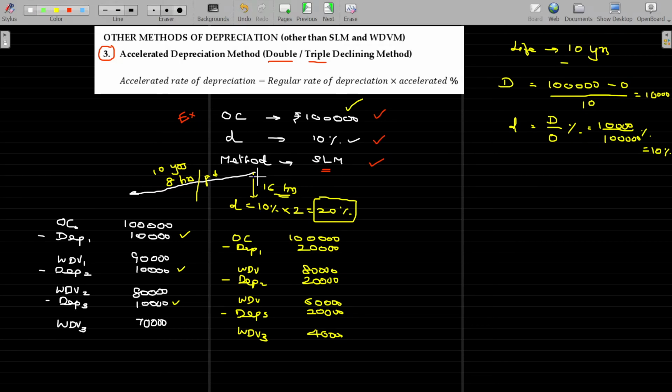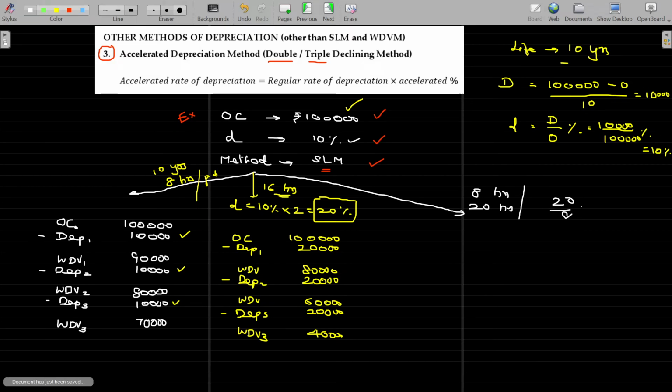Sometimes they have not only doubled, they have worked for almost 20 hours a day. We thought 8 hours a day you will work, but they have worked for 20 hours. 20 hours means 20 by 8, almost 2.5 times you have accelerated. 8 hours, another 8 hours, another half of the normal expected working capacity. So 2.5 times. By the time the rate of depreciation will be inflated to that extent, so 10 into 2.5 is equal to 25% will be the rate of depreciation.